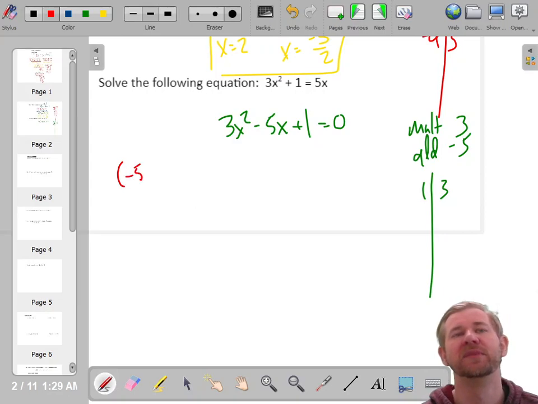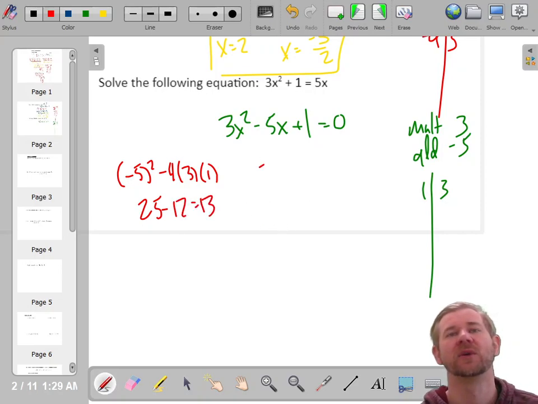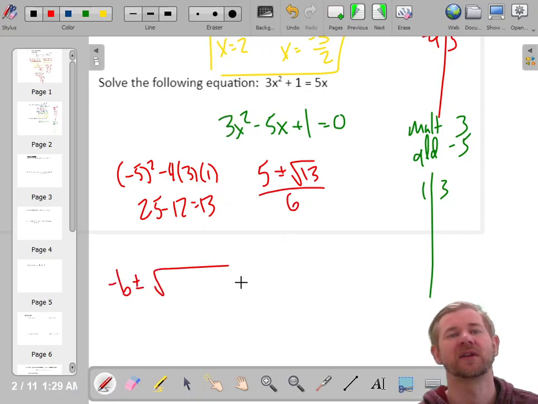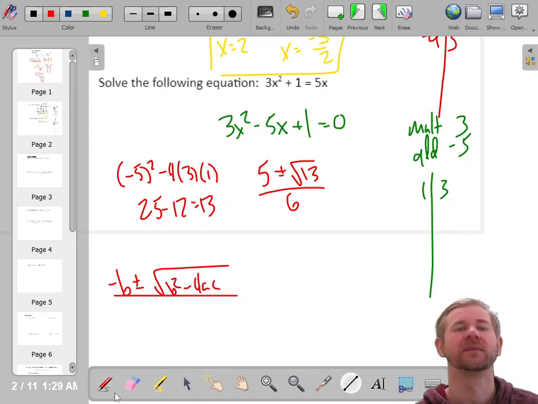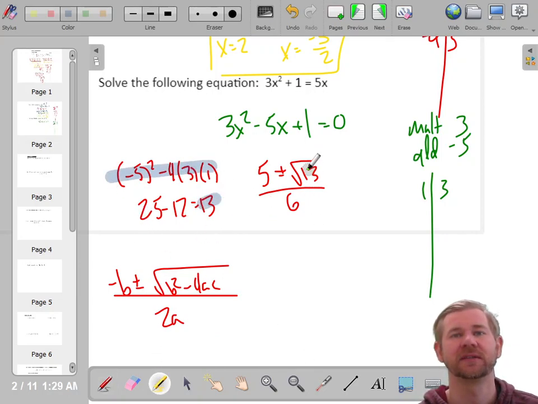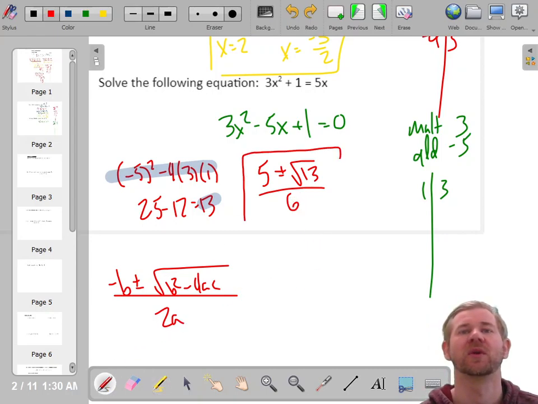So first, b squared minus 4ac, 25 minus 12 is 13. So it's 5 plus or minus the square root of 13 over 2a, 2 times 3 is 6. If you don't remember the quadratic formula, put this on your cheat sheet. I do the discriminant first, and that was 13. And then it's the opposite of b. The opposite of negative 5 is 5, plus or minus the square root of 13 over 2a, 2 times 3 is 6. So these are your x-intercepts.